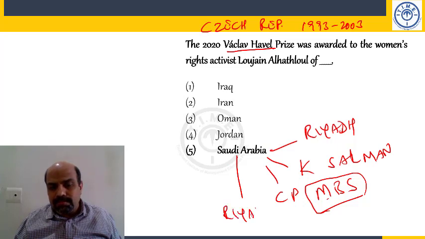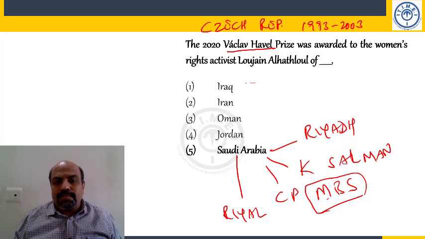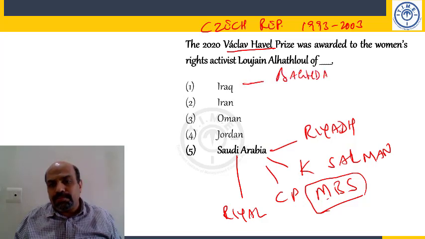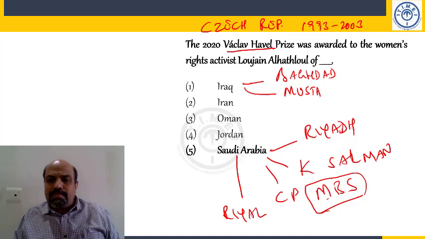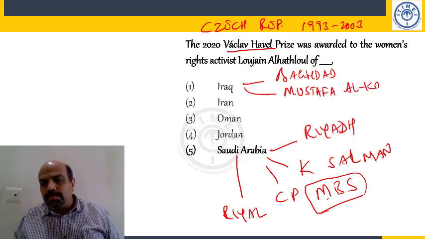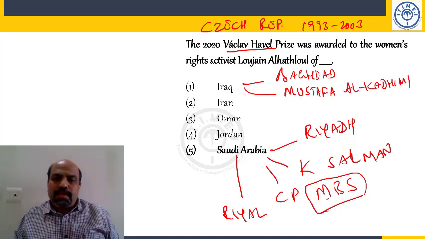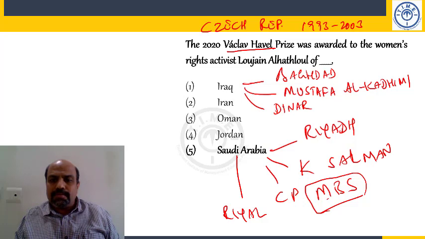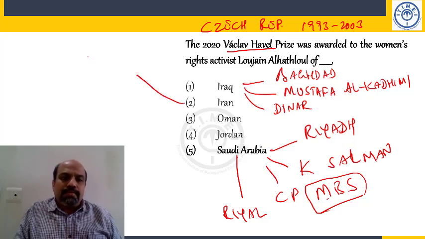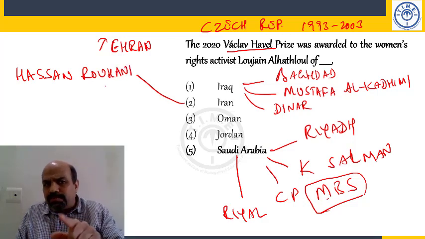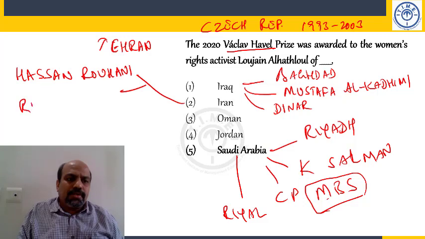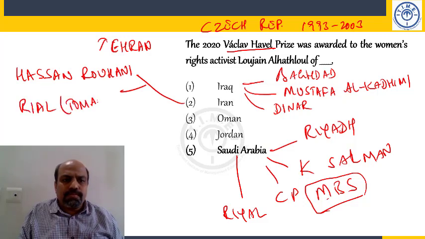Currency, riyal. Okay, Saudi riyal. Iraq. Capital, Baghdad. Prime Minister, Mustafa Al-Kadhimi. And the currency is Iraqi dinar. Iran, capital is Tehran. You know the president's name, Hassan Rouhani. If you know, it's a good thing to revise, my friends. That's one name. The currency is Rial, in brackets Toman.